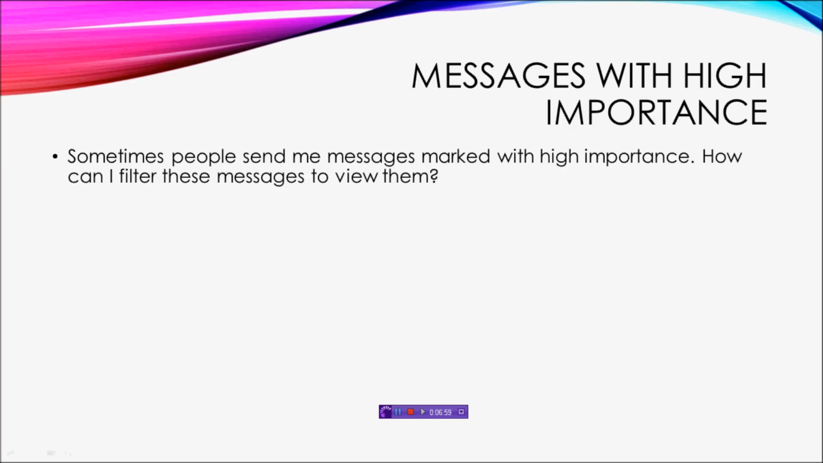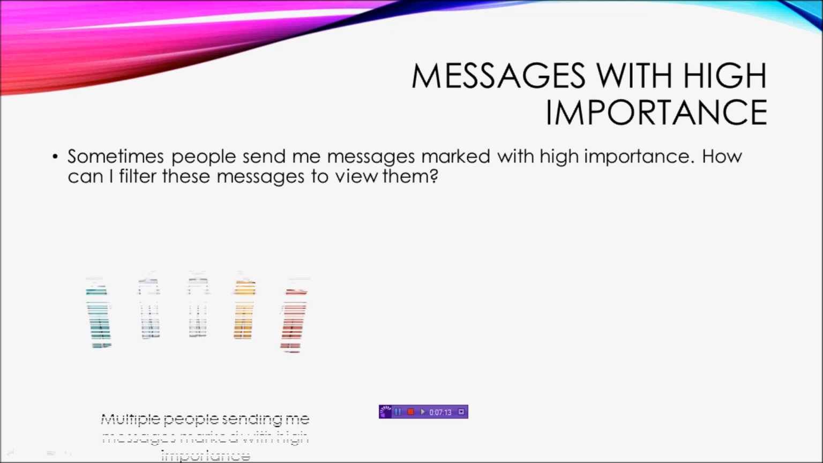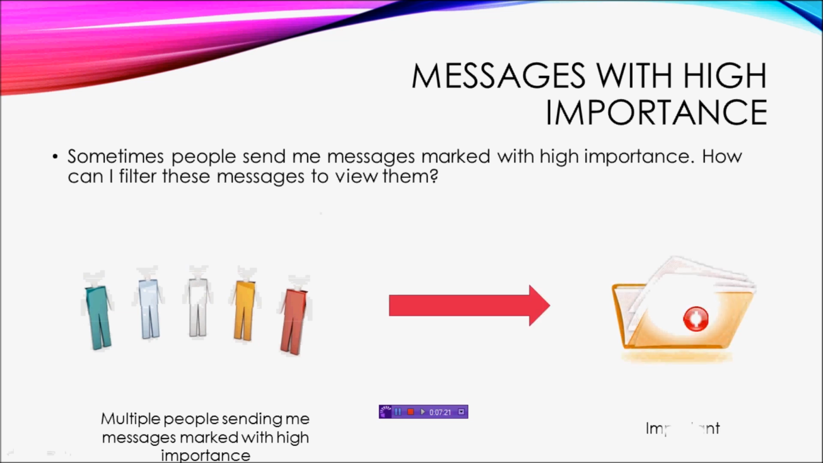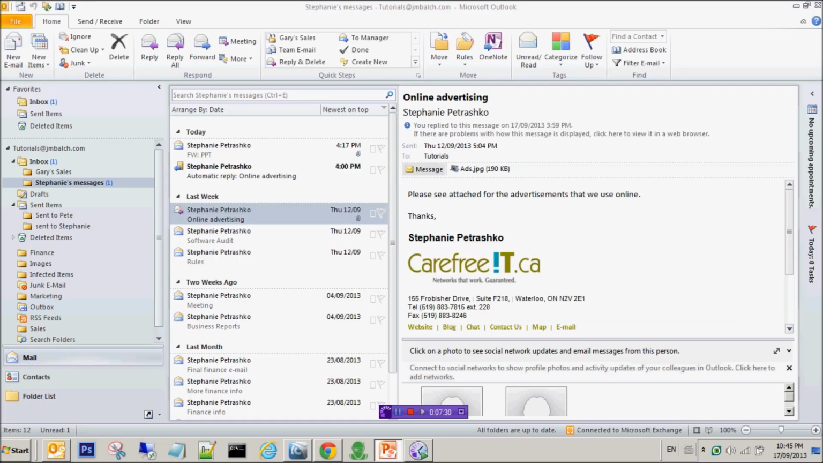So my next example is messages with high importance. Sometimes people send me messages that are marked with high importance. How can I filter these messages in order to view them? Let's see how. So in my inbox there are multiple messages with high importance marked on them, and I want to filter them. I want to see all those messages that are stated as high importance messages.